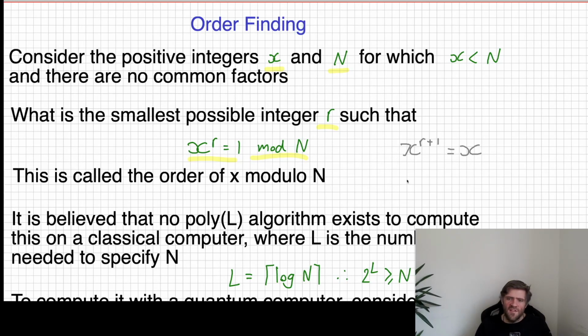Now it's believed that no polynomial algorithm exists to compute this on a classical computer, where polynomial means it has to have a complexity that is polynomial with the number of bits used to specify these numbers x and n, or we can just say the number of bits used to specify n, because that is the larger one. So, can we do it with a quantum computer in a way that is polynomial?